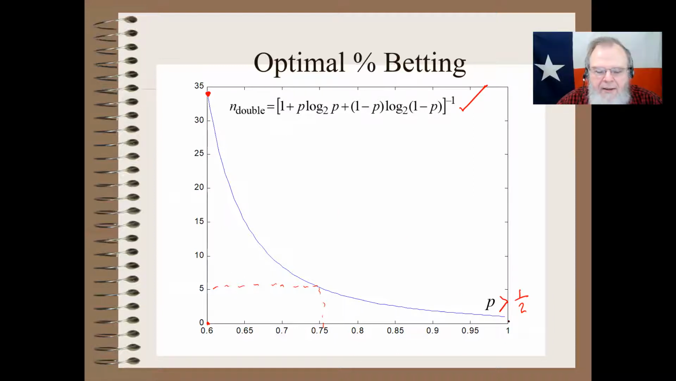And out here, we see that if the probability is equal to 1, I'm trying to draw a dashed line over here, this turns out to be 1. So if your probability of winning is 1, you double your money every game, right? It just takes you 1 game to double your money. So this all meets the sanity check.